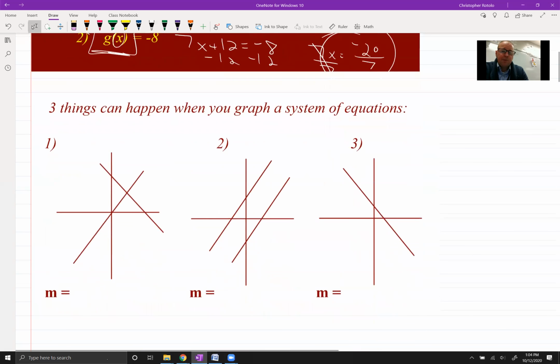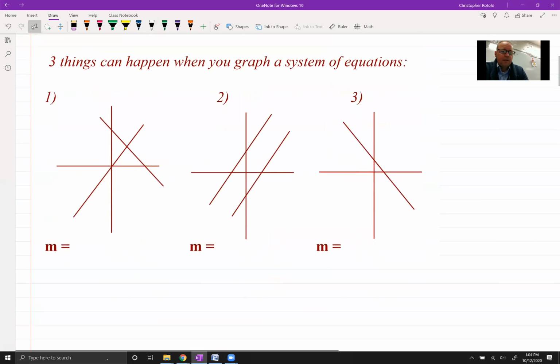All right, 3 things can happen. We're going to graph 2 lines. Thing number 1 that can happen is they cross over at one place. So I got one solution, and it's going to be whatever that ordered pair is, right? We have x, y. So let's call this line 1, this line 2. So what do we know? We know the slope of line 1 is not equal to the slope of line 2. And if that happens, we're going to get one solution all the time if the slopes are different.